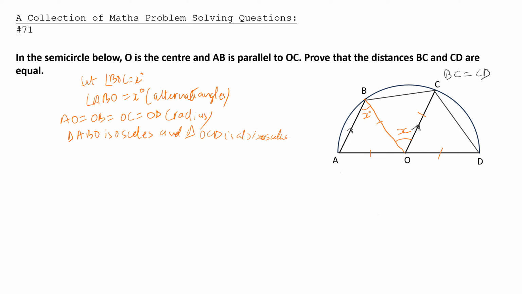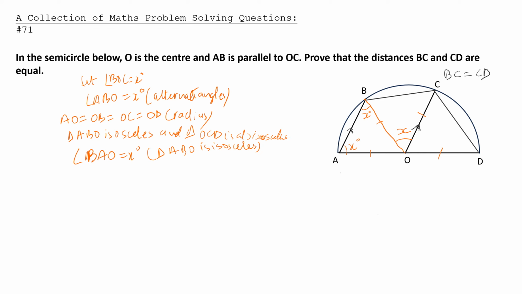So we know that ABO is X, so we can say that BAO is also X degrees. Angle BAO is also X degrees because triangle ABO is isosceles. And therefore, no, let's do this.